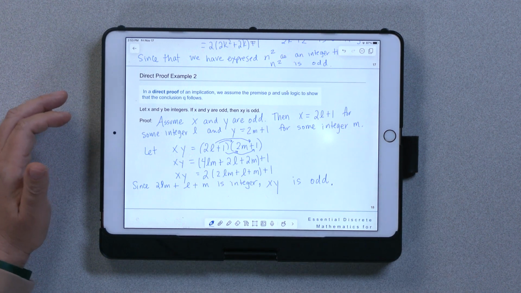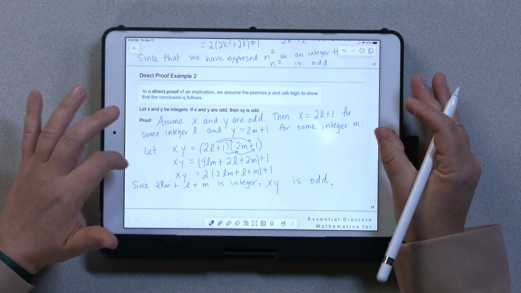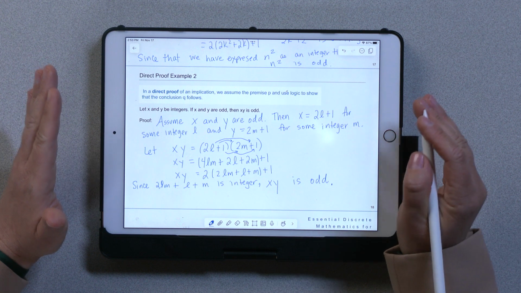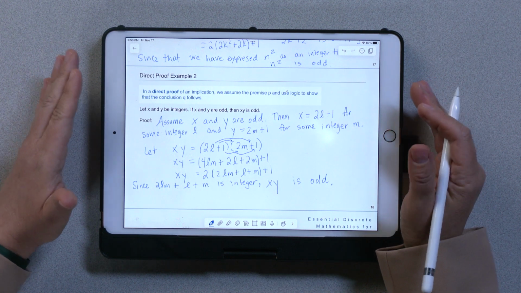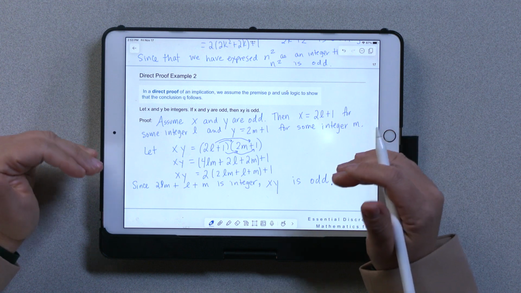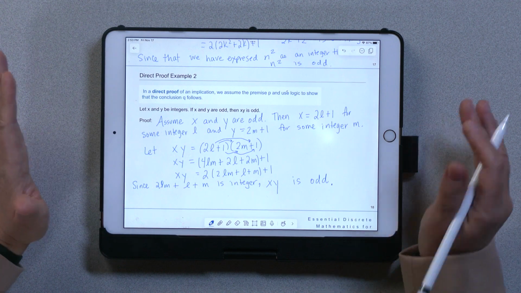We've just shown that the conclusion follows, and that completes the direct proof. Just to recap, we assume that x and y are odd. We use logic to then show that the conclusion follows, which is that if x and y are odd, x times y is odd.